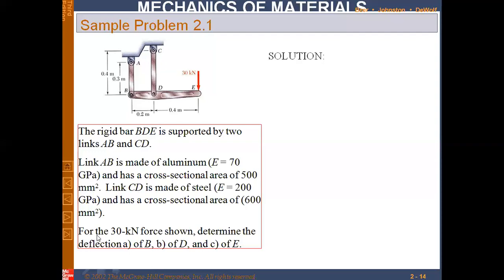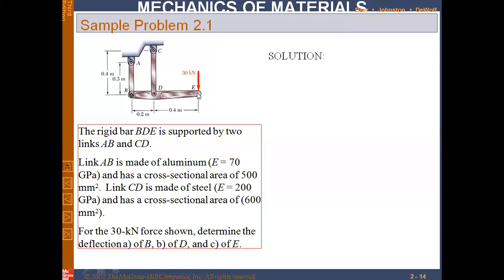For the 30 kilonewton force shown, we have to determine the deflection of point B. We also have to find the deflection of point D. How much would this point move as a result of this load? So we have to find this. And number three, we have to find the deflection at point C.